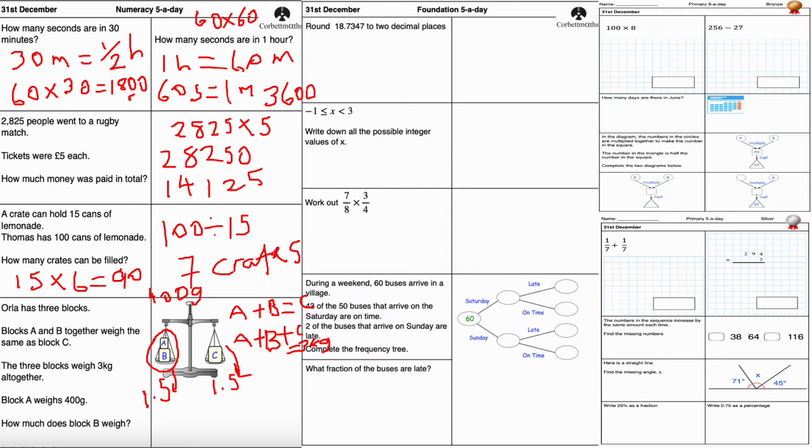Now we know that block A is 400 grams, which is 0.4 kilograms. So we can work out what block B is by saying 0.4, okay? So 0.4 has come from 400 divided by 1,000. So converting grams to kg, I divide by 1,000.